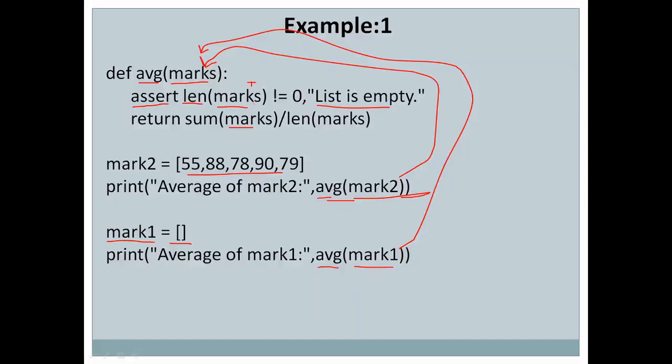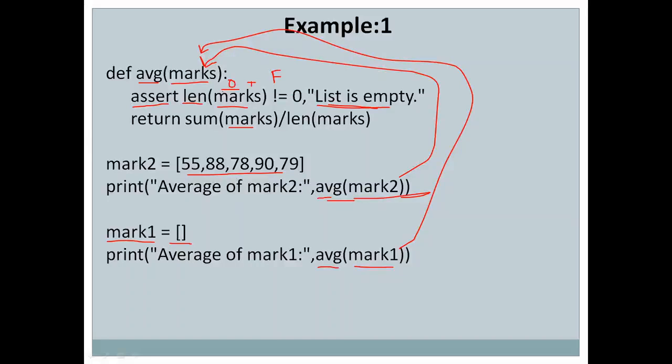So when I say length of marks, this time it will return 0, and we are checking the condition length of marks not equals to 0. Here if you look at the value, length of marks is 0 because there are no elements. This condition this time will become false because it is equals to 0. It is not equals to 0 will become false. As it is false, it will simply throw assert error exception, and the error message that is displayed is list is empty.